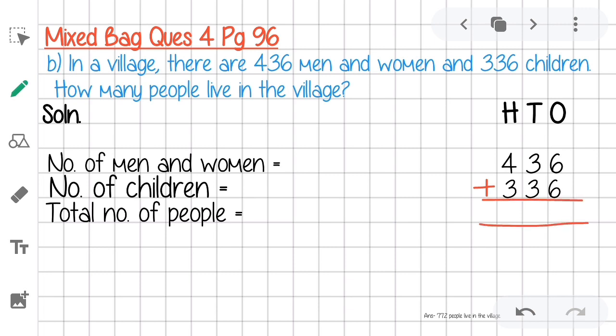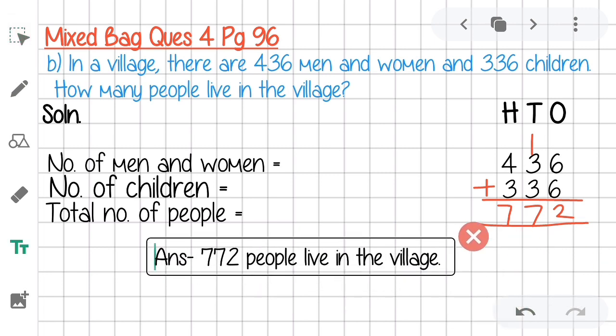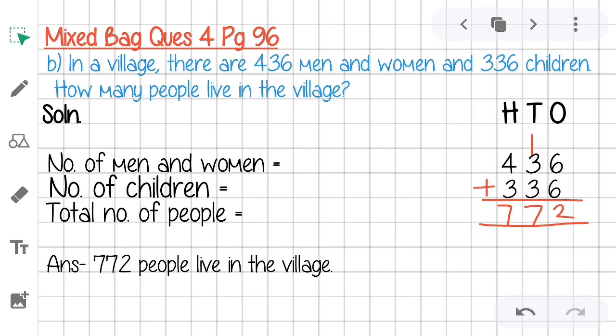Adding the ones place, 6 plus 6 will give us 12. So we will write here 2. 1 will go as carry over in the tens place. Now adding the tens place, 3 plus 3 is 6. 6 plus 1 will give us 7. Now adding the hundreds place, 4 plus 3 will give us 7. So the answer will be 772 people live in the village.